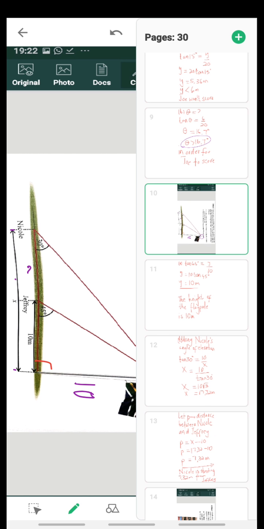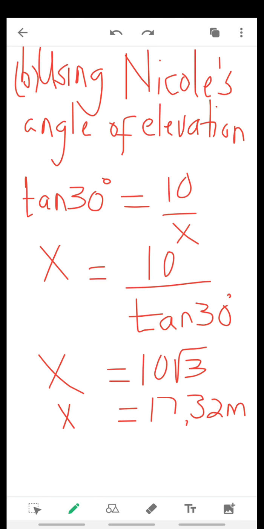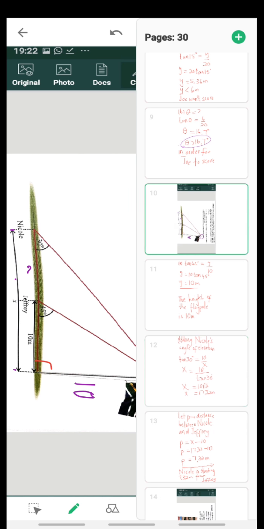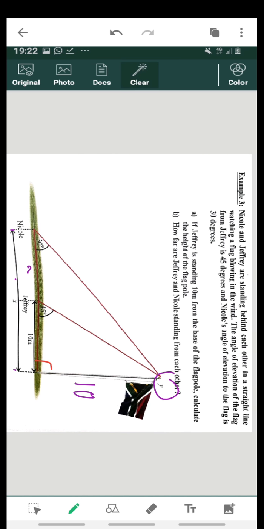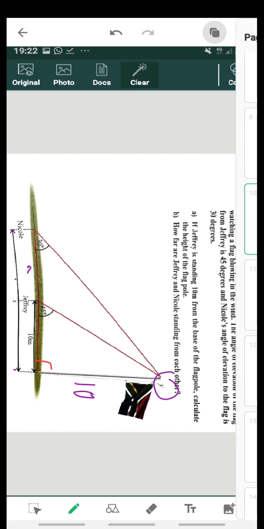Let's see how I've done that. Using Nicole's angle of elevation, tan 30 degrees equals 10, which is the opposite side, all over X, which is the adjacent side. Then making X the subject, I found that X is equal to 17,32 meters. But remember, I'm not asked to find X. That's not the question. The question is, how far are Jeffrey and Nicole standing from each other?